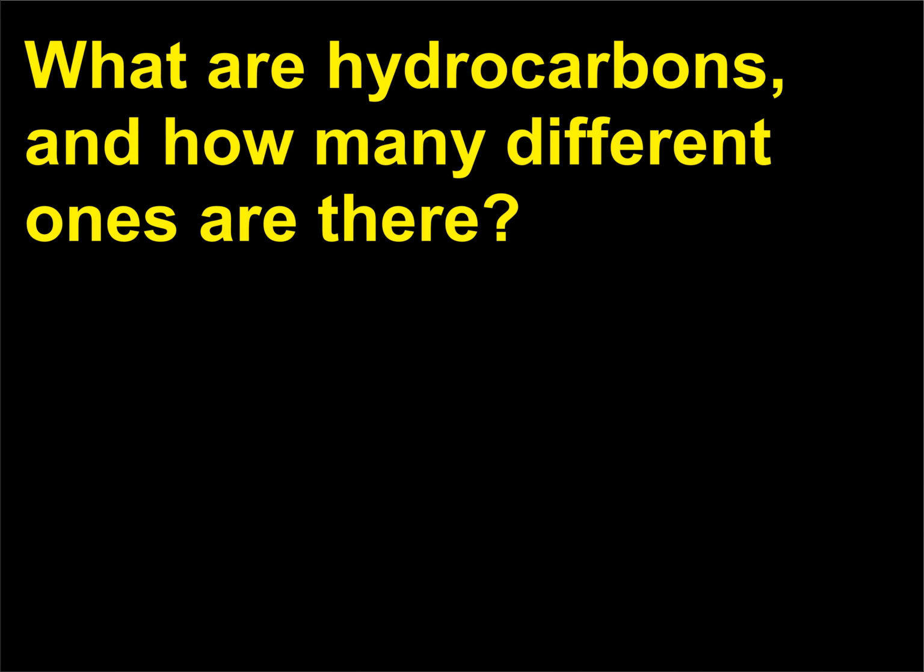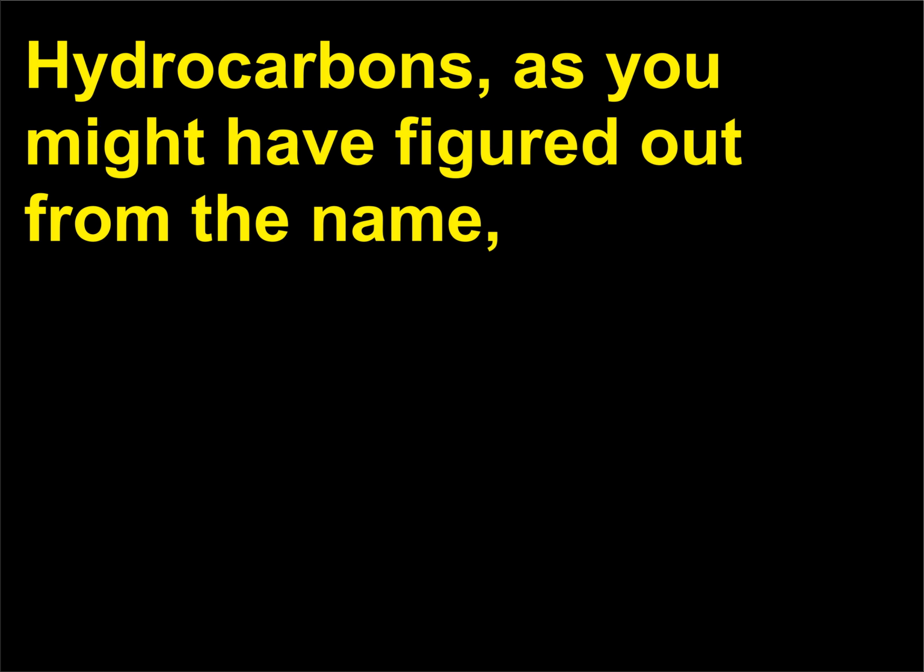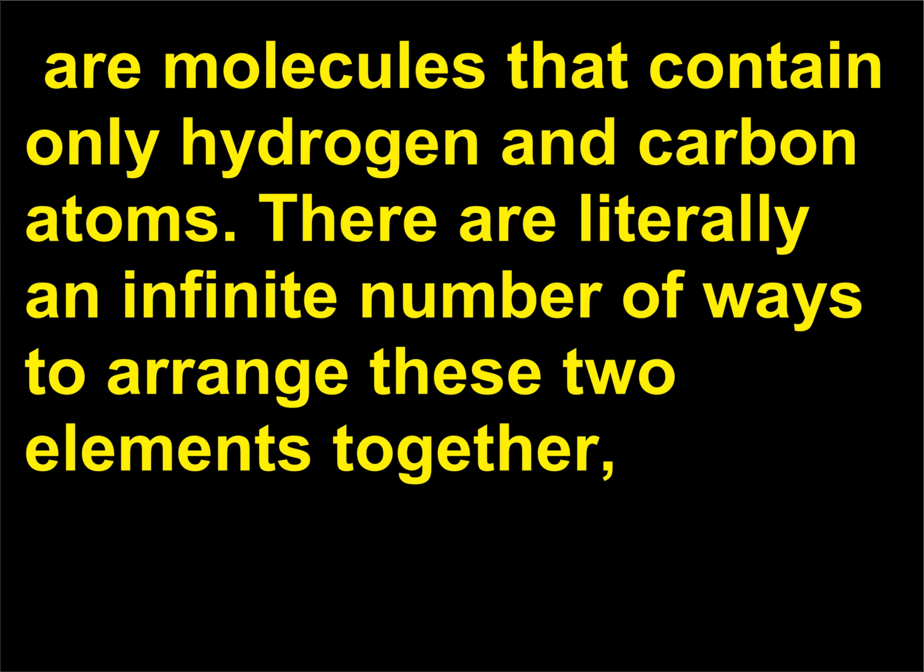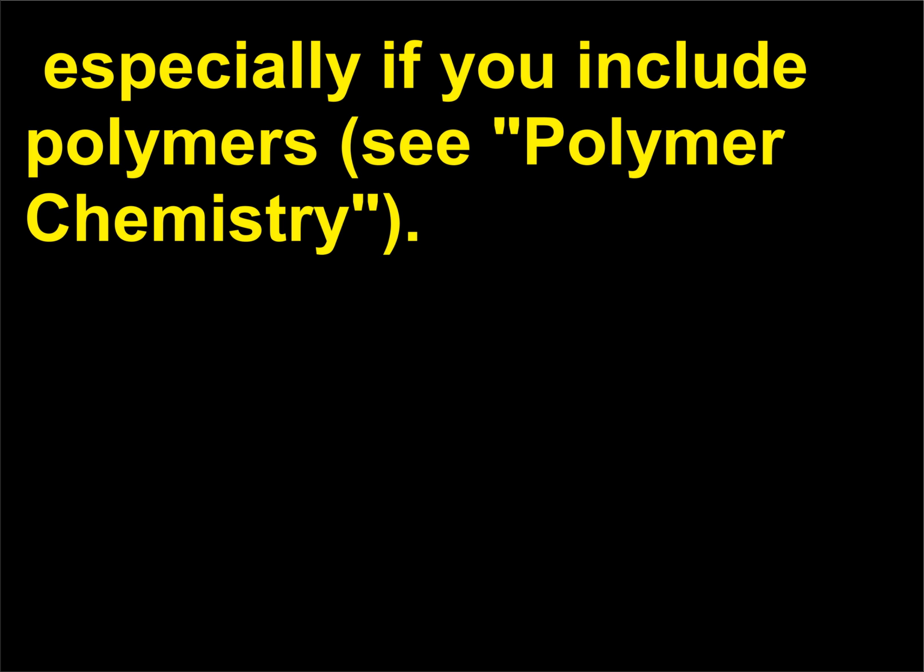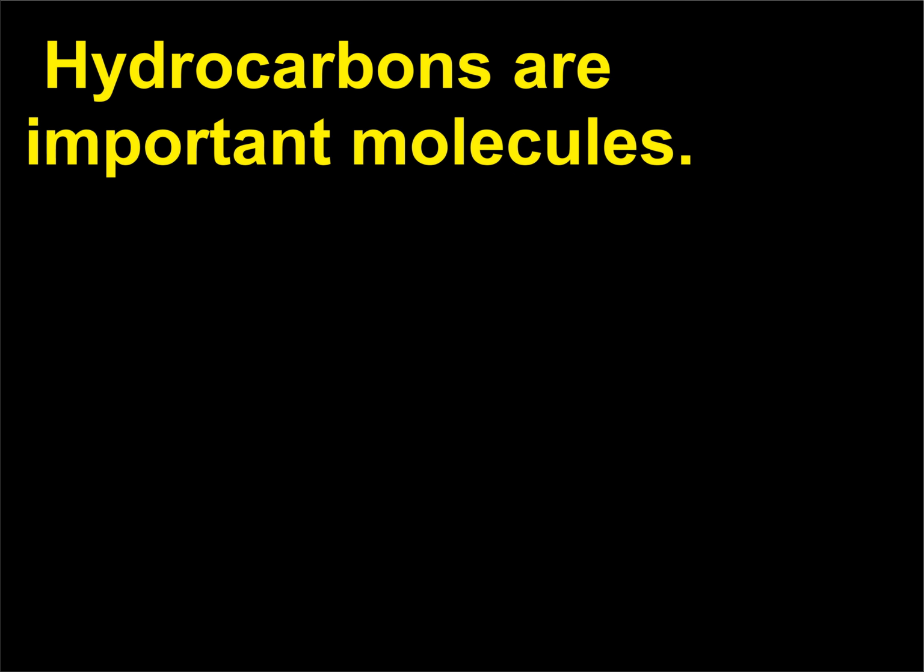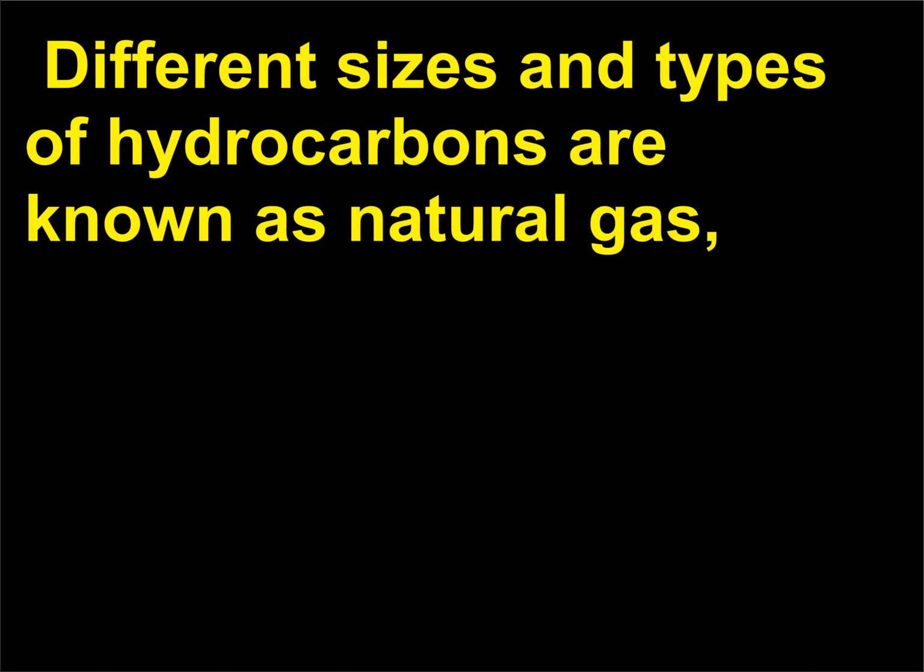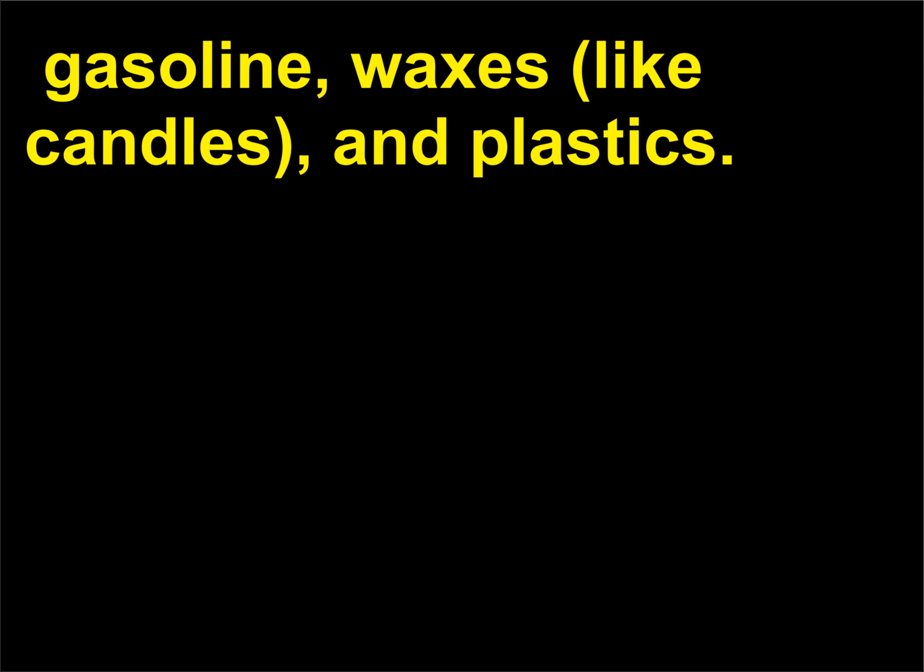What are hydrocarbons, and how many different ones are there? Hydrocarbons, as you might have figured out from the name, are molecules that contain only hydrogen and carbon atoms. There are literally an infinite number of ways to arrange these two elements together, especially if you include polymers, see polymer chemistry. Hydrocarbons are important molecules. Different sizes and types of hydrocarbons are known as natural gas, gasoline, waxes, like candles, and plastics.